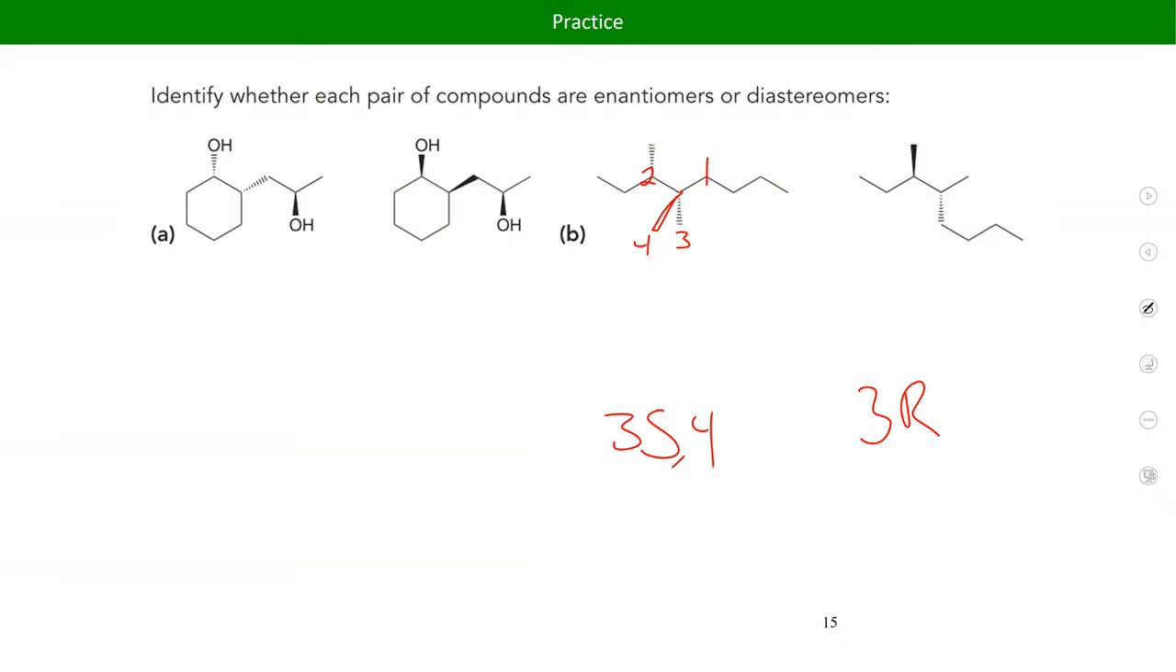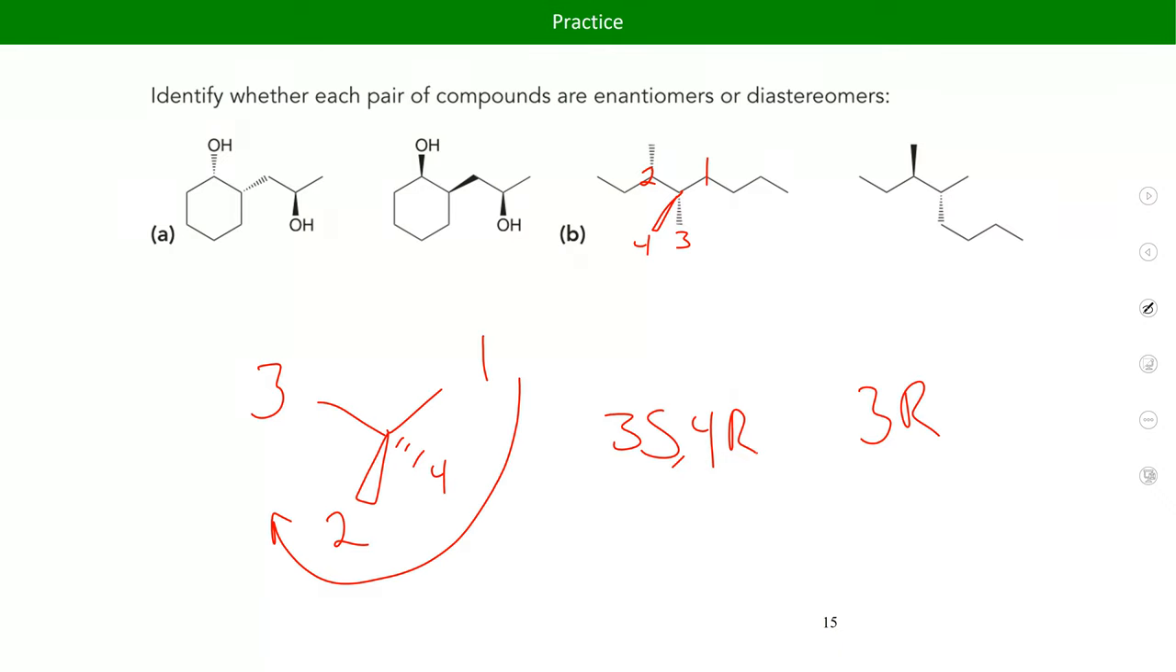And if we wanted to keep something still here, we keep priority 1 still. And rotate, make 4 my thumb. We're going to do this. So 2 is coming towards us now. Four is going away from us. 3 rotated to where 2 was. And now 1 to 2 to 3. So it's 3S, 4R.